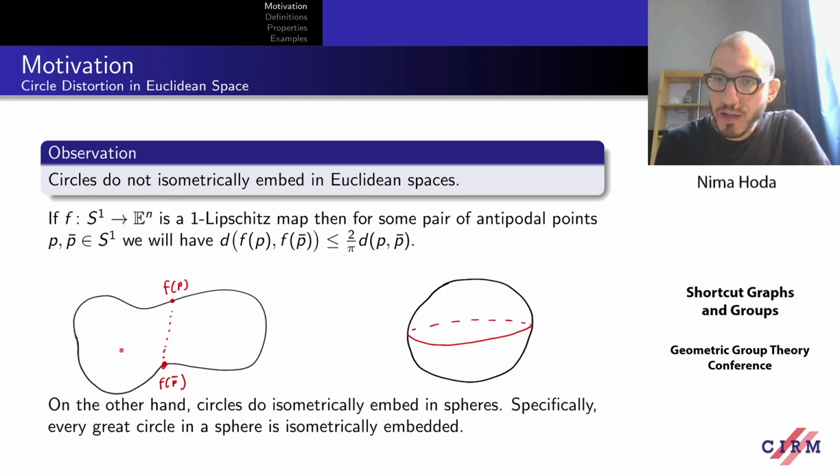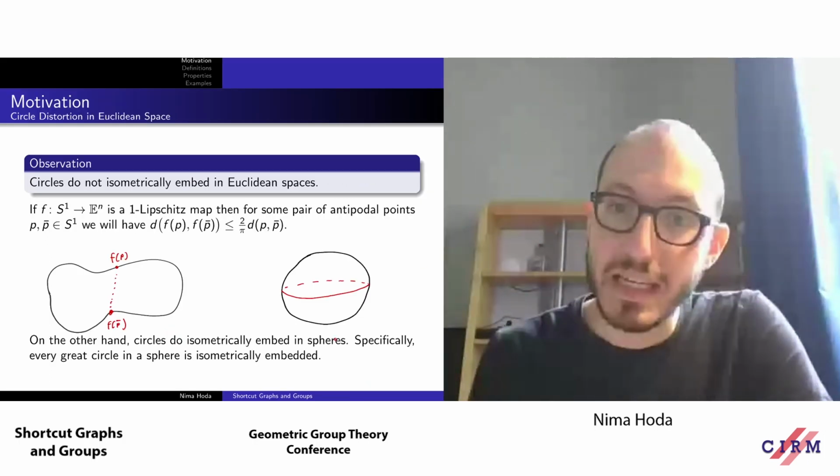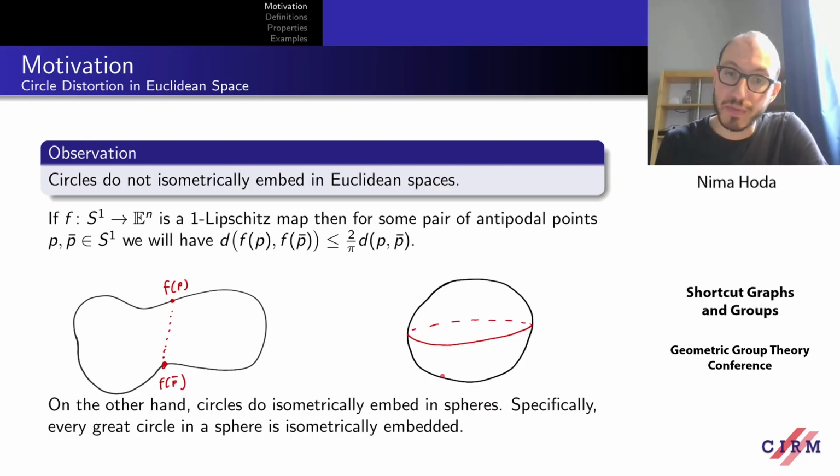On the other hand, circles do isometrically embed in spheres. Any great circle in a sphere is isometrically embedded. So this suggests that this cycle distortion is a phenomenon that's related to non-positive curvature.